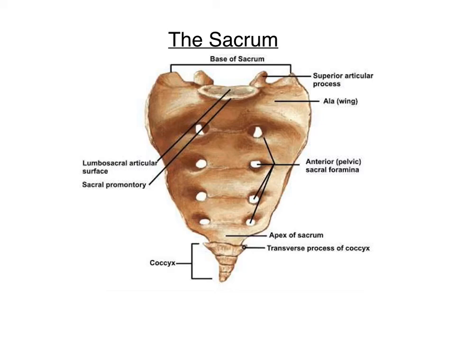The anterior surface of the sacrum is concave, and it is referred to as the hollow of the sacrum. Laterally, the sacrum extends into a wing. On the lateral side, you can see it just looks like a wing, and it is called the wing or ala of the sacrum.